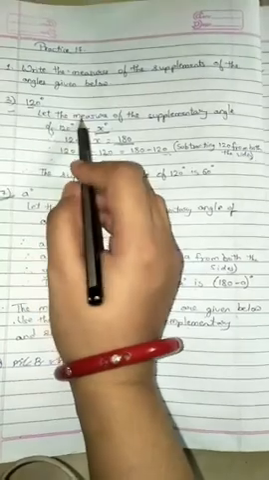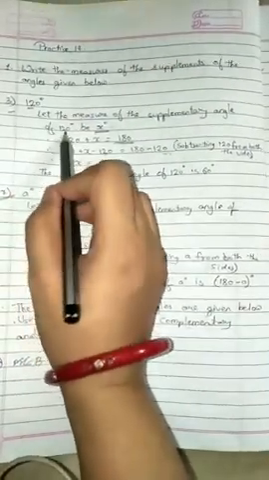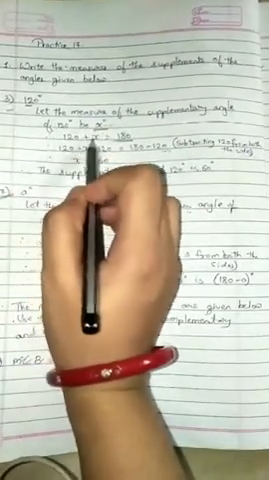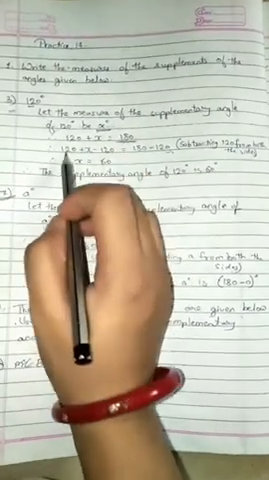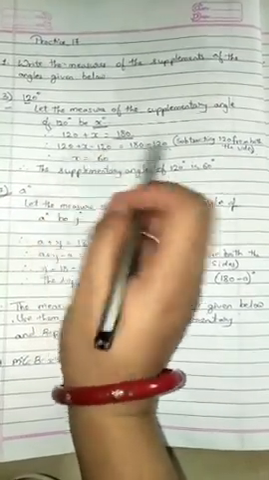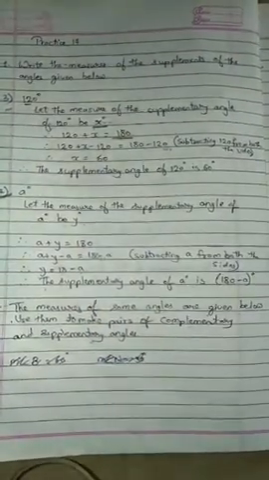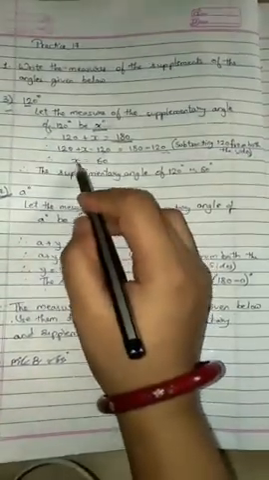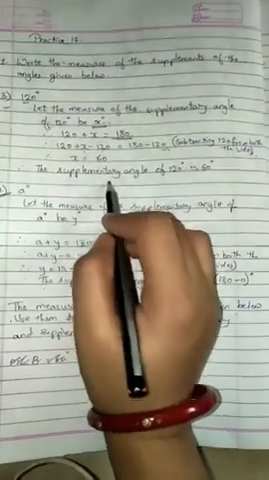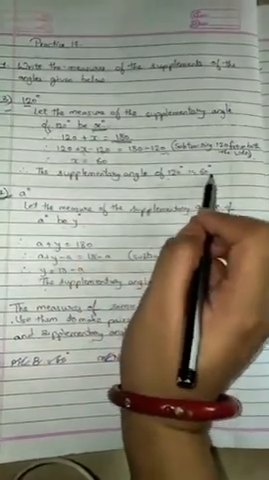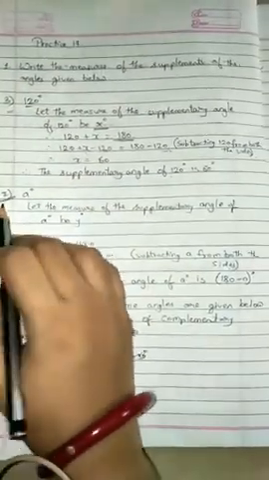120. Let the measure of the supplementary angle of 120 be x degrees. So 120 plus x equal to 180. 120 plus x minus 120, subtracting 120 from both the sides. 180 minus 120 is 60. So our x equal to 60. The supplementary angle of 120 degrees is 60 degrees. I have done the seventh one.